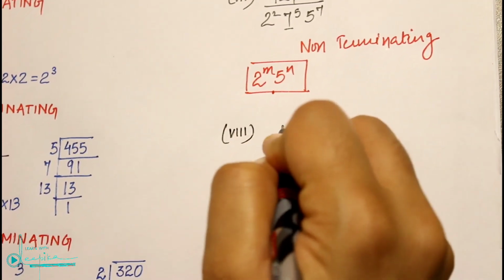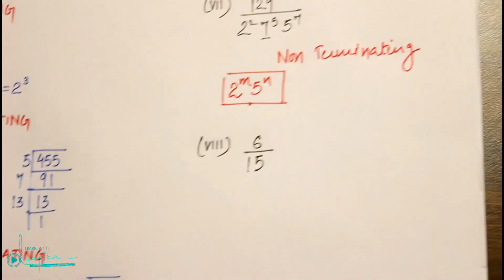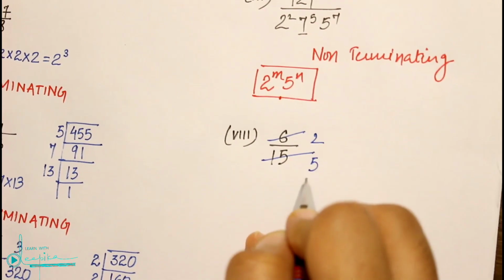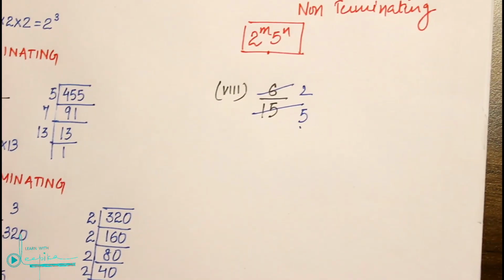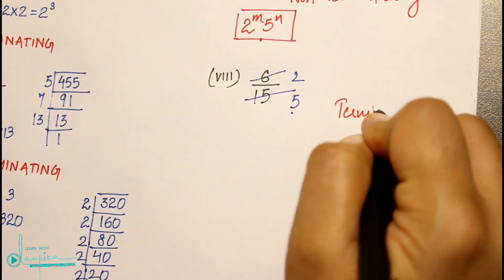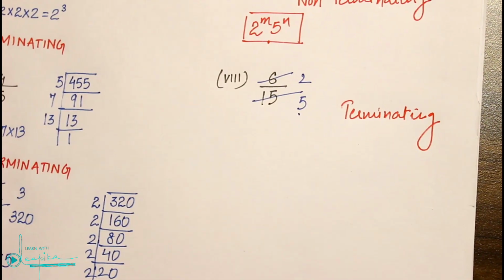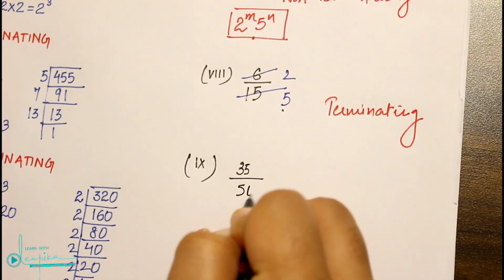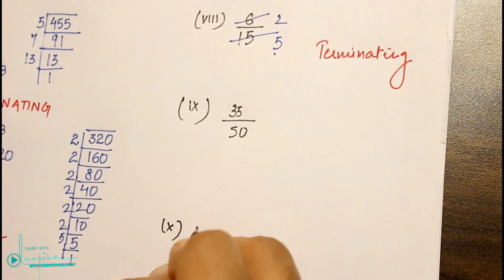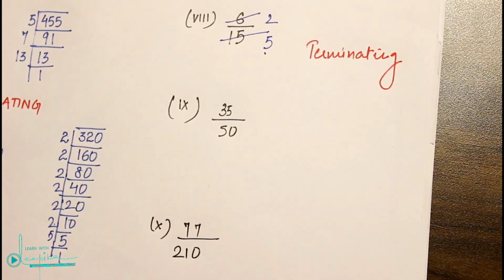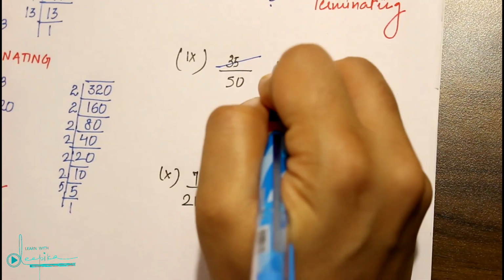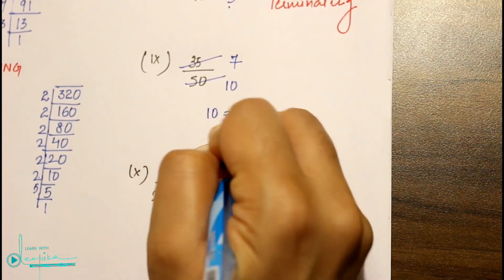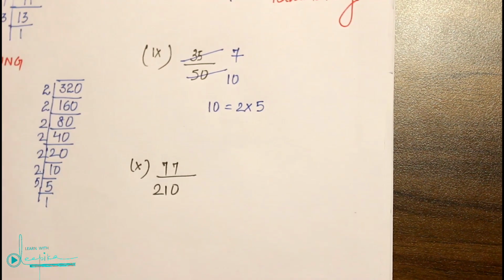Now 8th part is 6 upon 15. They are not co-prime, divisible by 3. 2 upon 5. Denominator is in the form of 5, so it is terminating. Next part, 35 upon 50, and the last part is 77 upon 210. This one is divisible by 5. 7 fives are 35 and 5 tens are 50. Factors of 10 are 2 multiplied by 5, so it should be terminating.